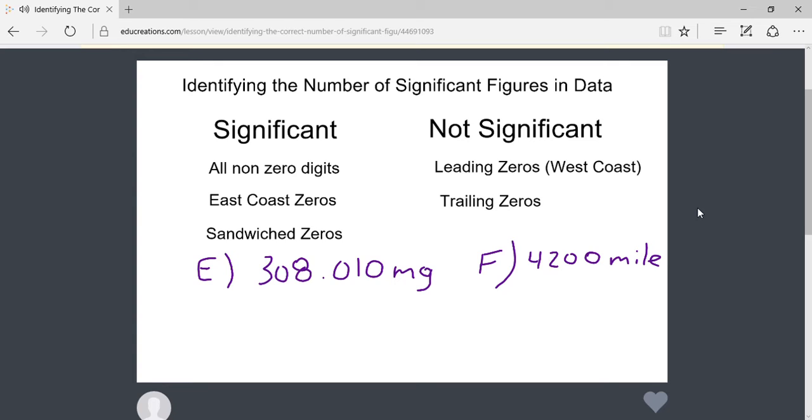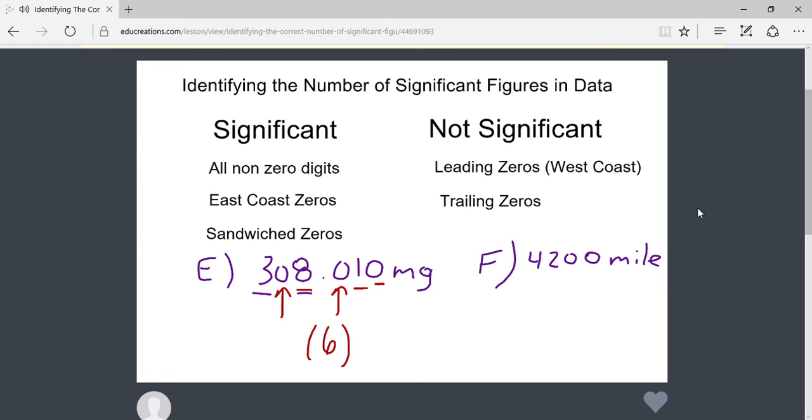Looking at example E, we see a number of different zeros in this example. The 3 and the 8 are both non-zero digits, which causes this zero to be a sandwich zero, also significant. The 8 and the 1 happen to sandwich this zero, and the 0 on the end happens to be what we like to refer to as an East Coast zero. Again, the reason this is not a trailing zero is that there is a decimal in this particular measurement. Therefore, each of the digits in this measurement is considered significant. This measurement contains 6 significant figures of information.